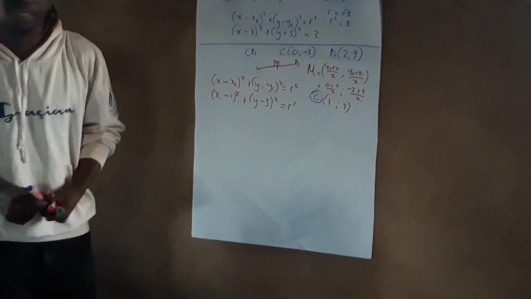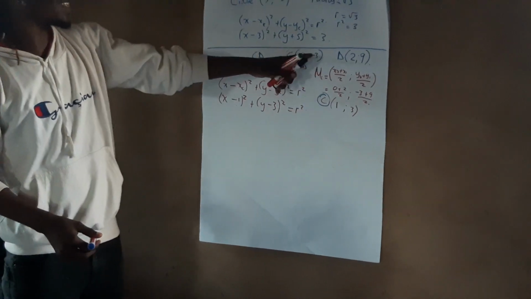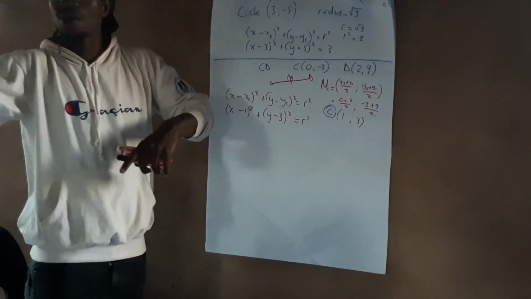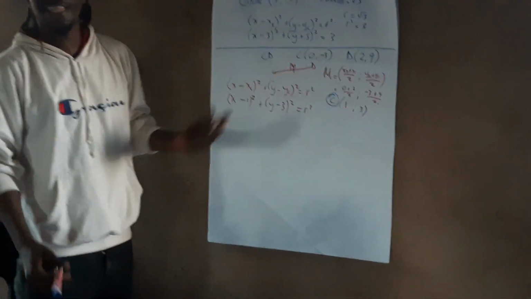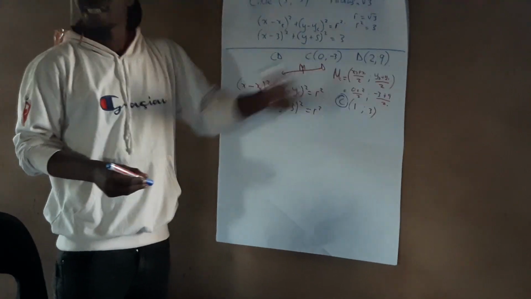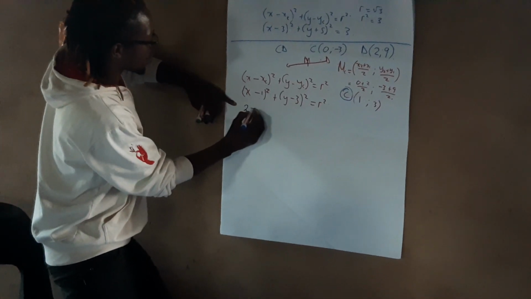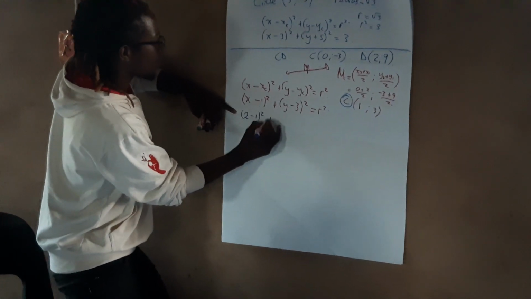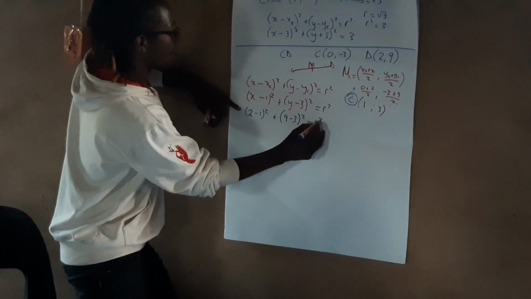Or we can do this. We are having the points that are on this, right? So we can substitute any point that is at the circumference. So D is at the circumference, C is at the circumference. So we can pick any point, right? Which is having 2 and 9. So we come here and say, what is our x? Our x is 2. So it's 2 minus 1 squared plus, what is our y? 9 minus 3 squared is equals to r squared.